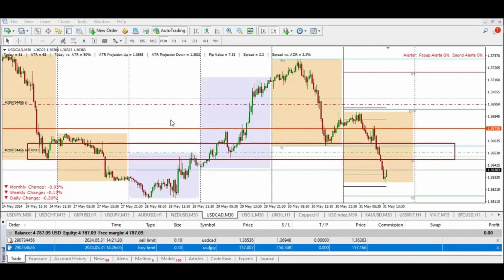To know the pip value, if you go to our website under tools and education, you can see pip value. Honestly, you will see trading calculators. There you can see pip value calculator that can help you with that.